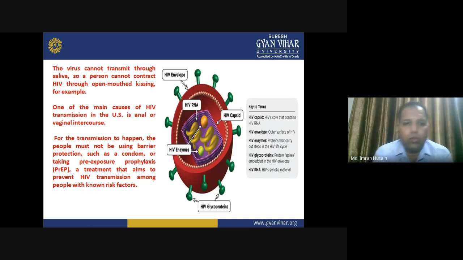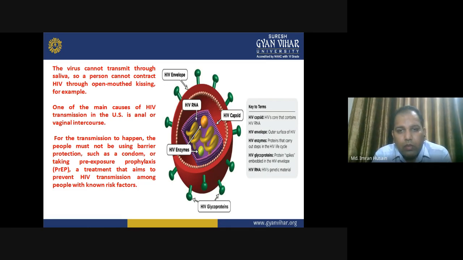The virus cannot transmit through saliva, as a person cannot contract HIV through open mouth kissing, for example. One of the main causes of HIV is anal and vaginal intercourse. For the transmission to happen, the people must not be using barrier protection such as a condom or taking pre-exposure prophylaxis (PrEP), a treatment that aims to prevent HIV transmission among people with known risk factors.